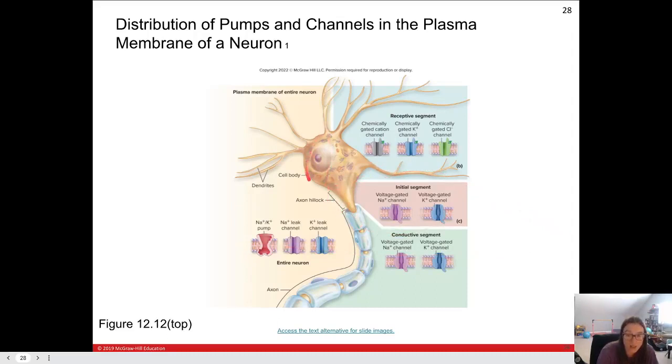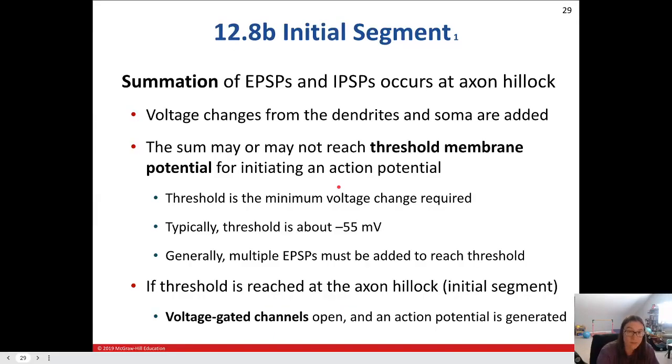All of these graded potentials from the dendrites and the cell body come together and move towards the axon hillock. And in the axon hillock, something called summation happens. You can think of summation as adding, like doing sums. We are adding all the EPSPs and IPSPs together at the axon hillock to see if we can reach threshold or not. So we're adding the voltage changes from the dendrites and the soma together. Some might be positive, some might be negative, but we're going to see at the end if we get to that threshold number.